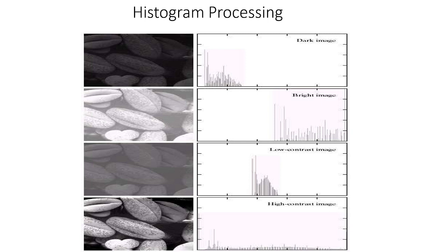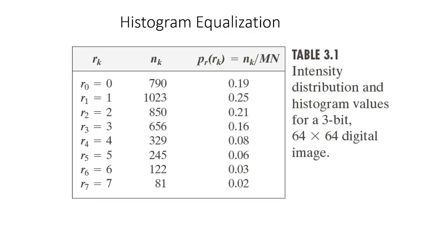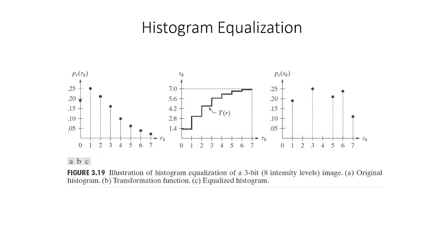So it is an enhancement technique, the equalized histogram. A high contrast image is nothing but our histogram equalization. That is what we are doing with the 64 cross 64 image. So this is our histogram equalization process. This is the original histogram, that is the zeroth intensity. The value of 0 intensity appears 0.20 times and the value of 1 intensity appears 0.25 times. That is the meaning of this graph.